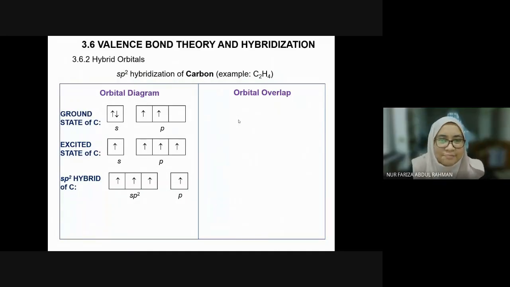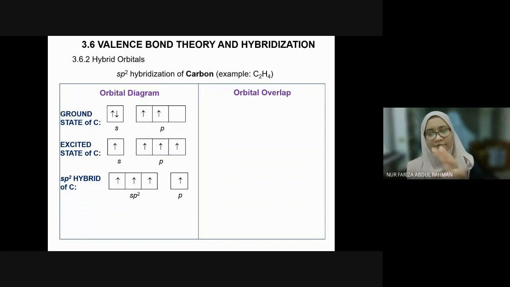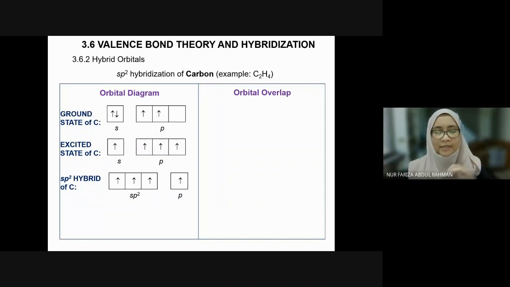Okay, alright. Sp2 hybridization. Okay, let's have C2H4. Okay, this is another good example because we have two central there. We have two carbons there, and therefore we have two central.